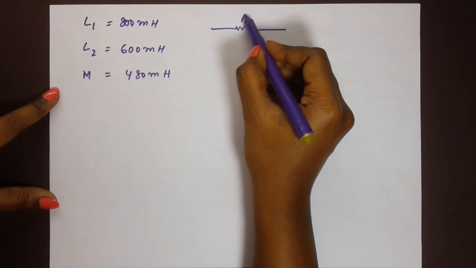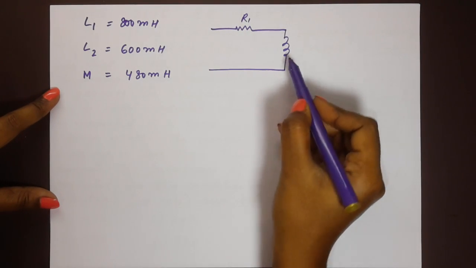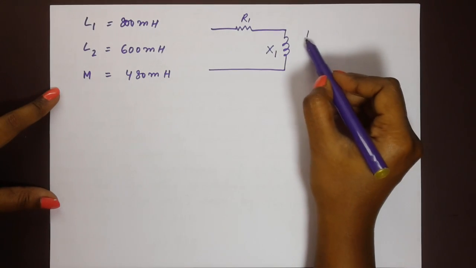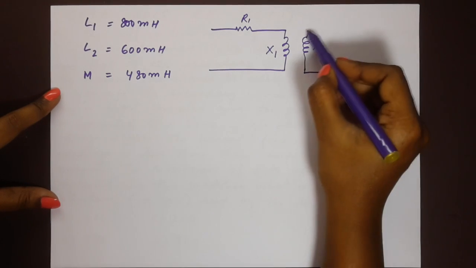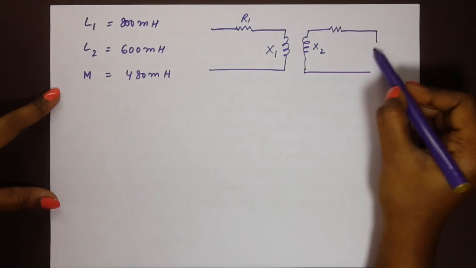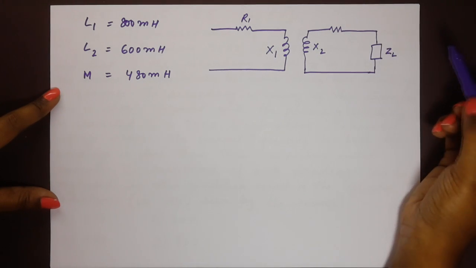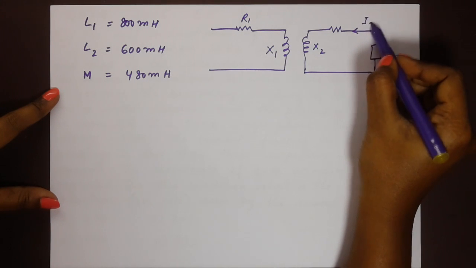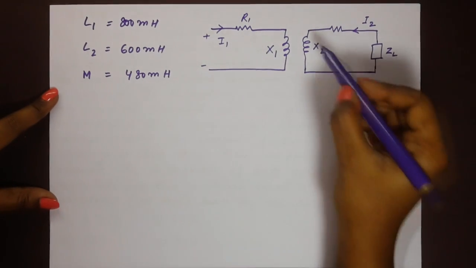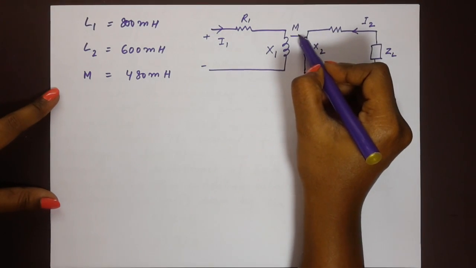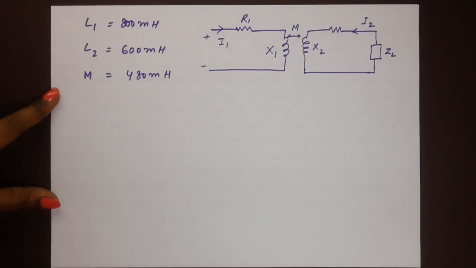Now let's consider this as the primary resistance, primary side. Here we have X1, X2, secondary side, and we'll call this as our load with impedance ZL. The current here is I2, the current here is I1. Those are our terminals and we have our mutual inductance given to us, M. Okay, so this is a very basic diagram.